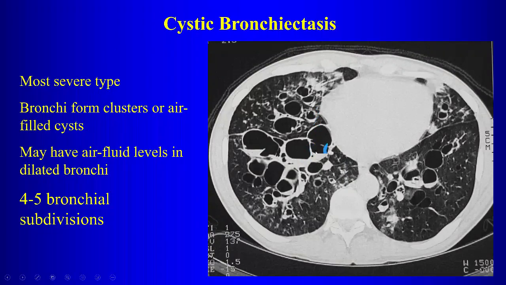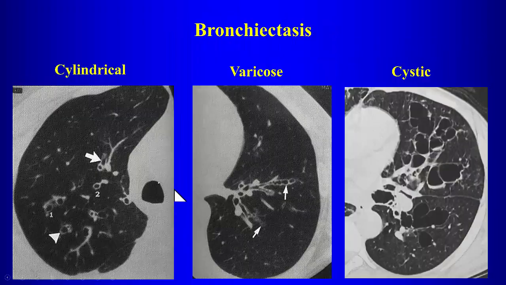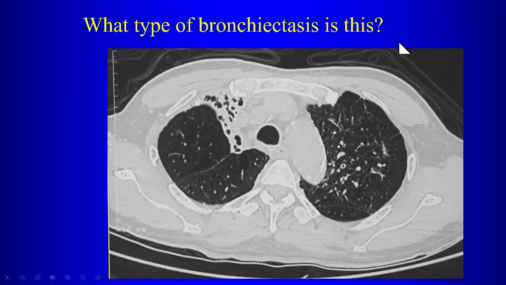Here the bronchi are really ballooned out. And also, you can get infection within the airway itself, which can lead to these air fluid levels. So these air fluid levels can represent infection actually inside those cystic regions of bronchiectasis, and the subdivisions are reduced even further with cystic bronchiectasis. So that's the classification of bronchiectasis in terms of just the appearance.